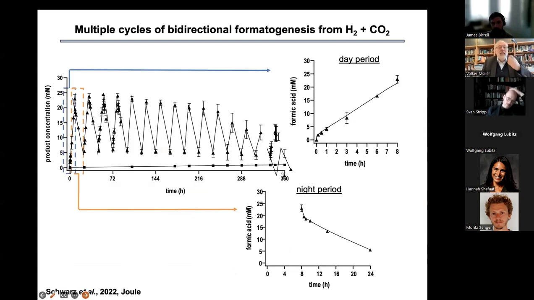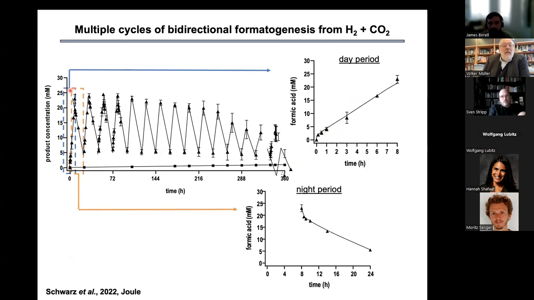So having done that, we were now able to use our fermenter to feed it with hydrogen during a simulated day period of 8 hours. And you see during that day period of 8 hours, formic acid increases. And this here is a blow up of that period. Here you see during the day period, formic acid is produced.